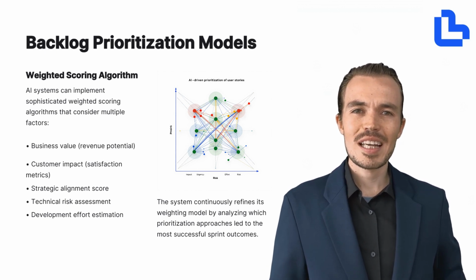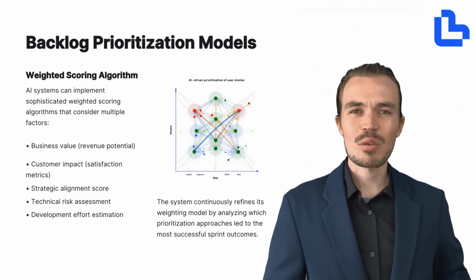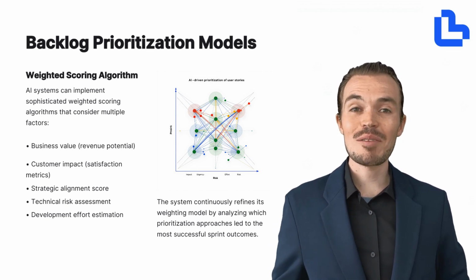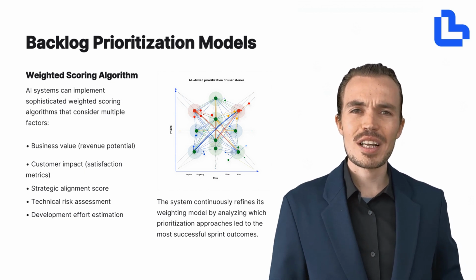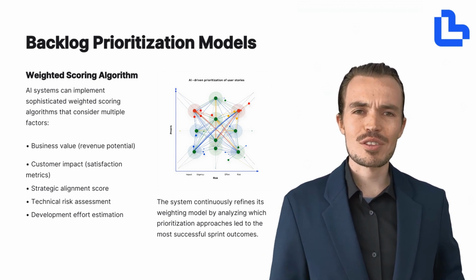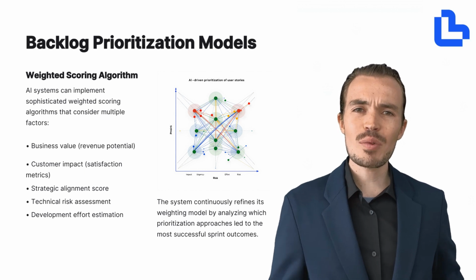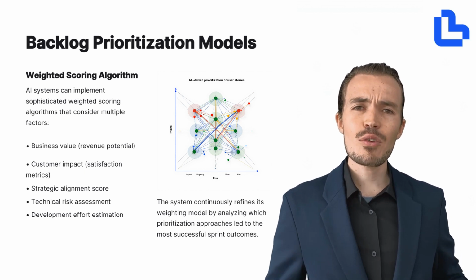At the heart of this capability is the weighted scoring algorithm. AI systems can evaluate each backlog item using a multidimensional scoring model. This includes factors like business value, such as revenue potential or market opportunity, customer impact based on satisfaction metrics, and strategic alignment with organizational goals. It also considers technical risk and the estimated development effort required.